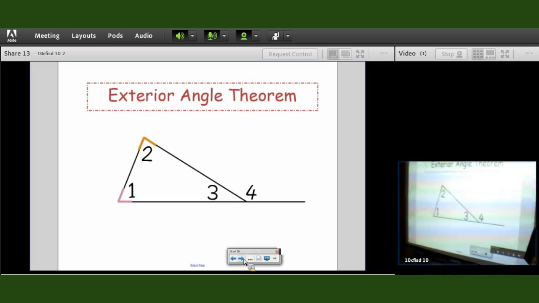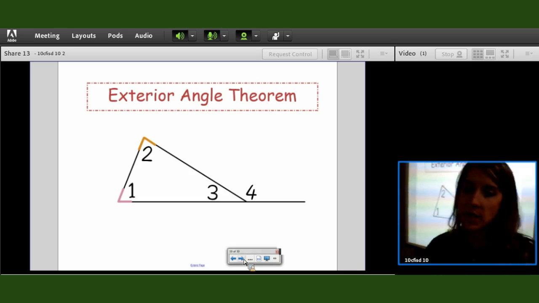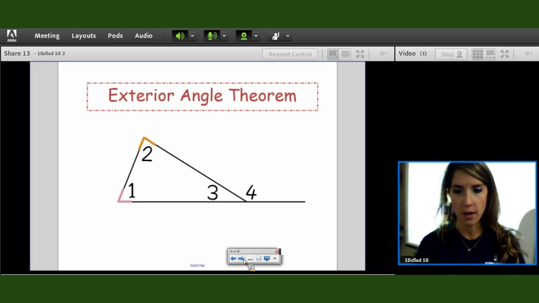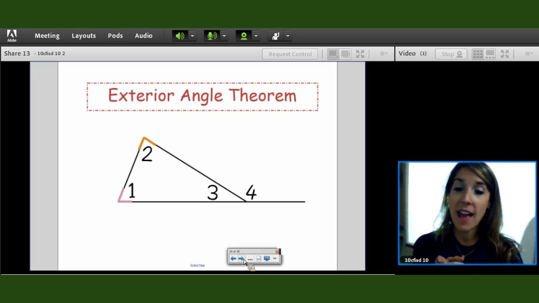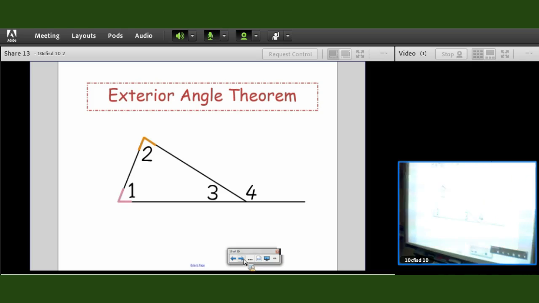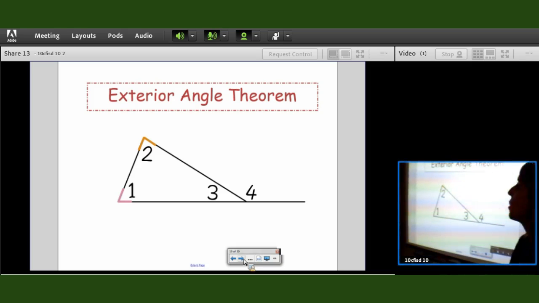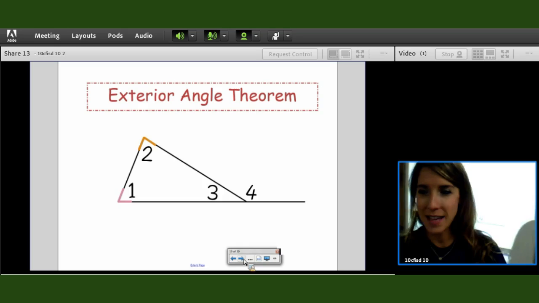Okay, this theorem may or may not be new to you. This one's called the exterior angle theorem. Haytham, we'll learn that on Monday. And they're not lines, they're segments. Okay, exterior angle theorem.